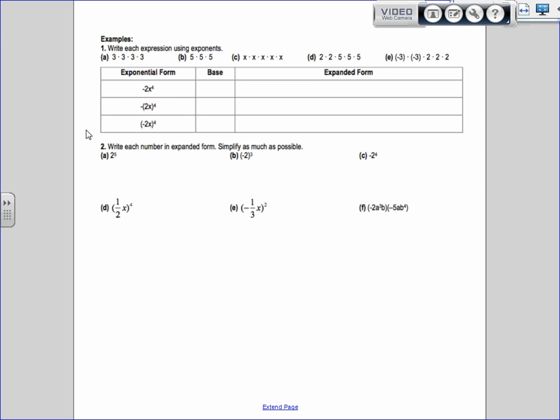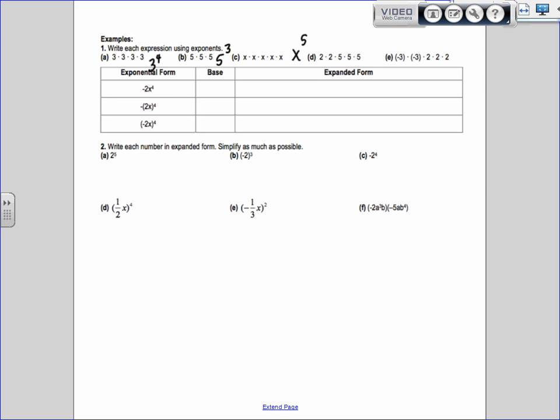There's a space missing. So you have 3 times 3 times 3 times 3. So it says write each expression using exponents. So this is clearly 3 to the 4th, right? The next one, 5 times 5 times 5. 5 to the 3. The next one has 5 x's, so it's x to the 5th.